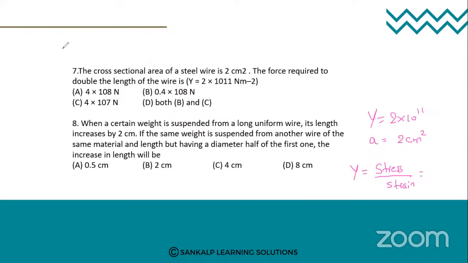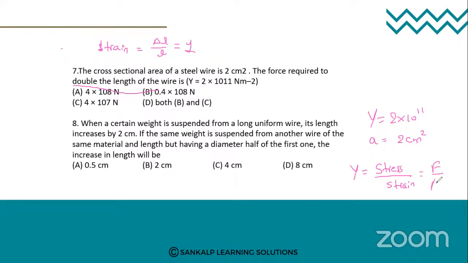See here, students. For example, if the initial length is 1, then as we know, strain is the ratio of change in length upon original length. In the question, they are saying you are doubling the length of the wire. So when you double the length, the change in length and the initial length, if you take the ratio of that, the strain value will be 1. Because when you double the length and take the ratio with the initial length, it gives you the answer 1. Therefore stress upon strain, the strain is 1.